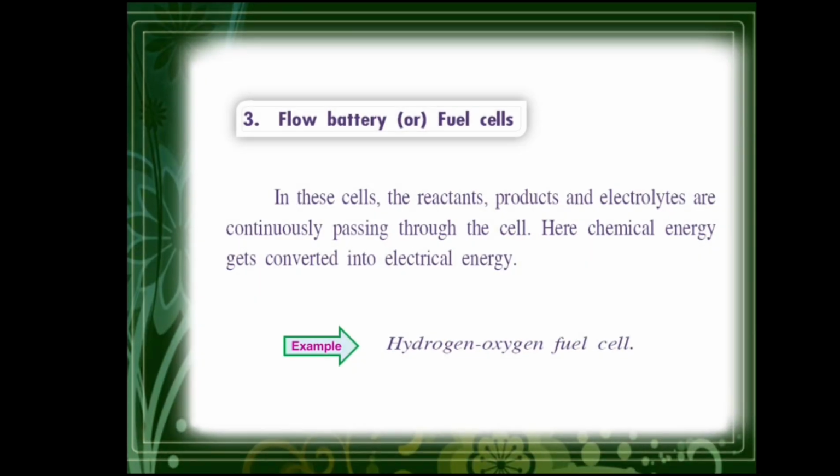The third type is the flow battery, otherwise called fuel cells. In these cells, the reactants, products, and electrolytes are continuously passing through the cell. Here, chemical energy is converted into electrical energy. An example for a fuel cell is the hydrogen oxygen fuel cell.